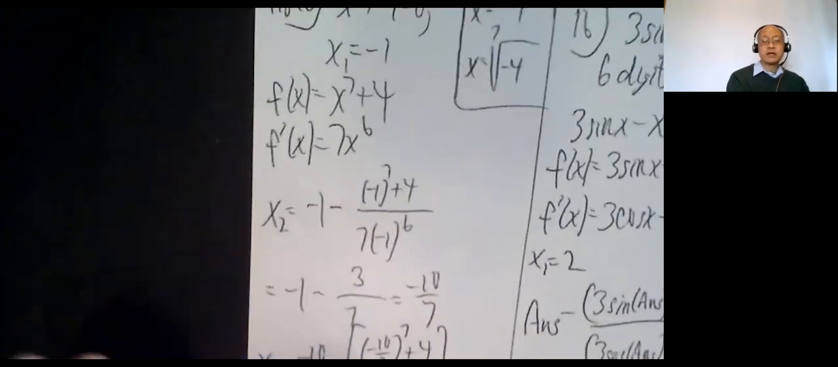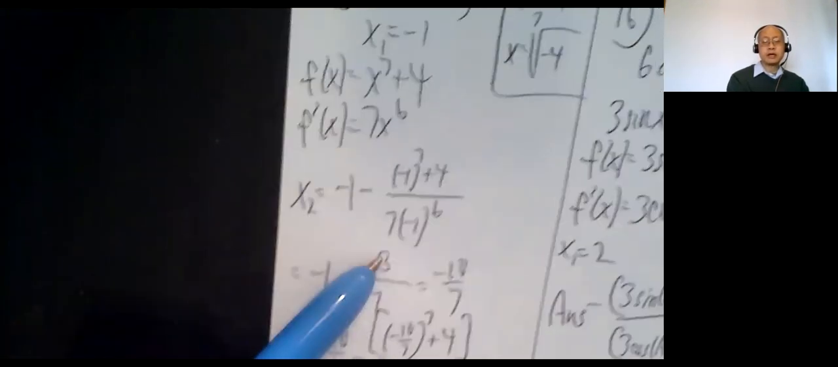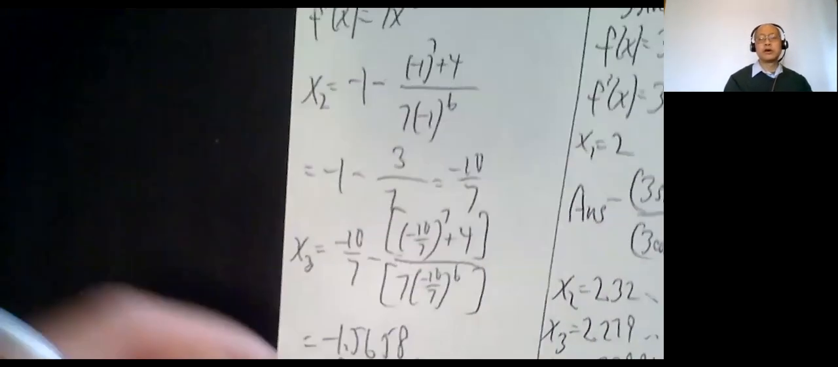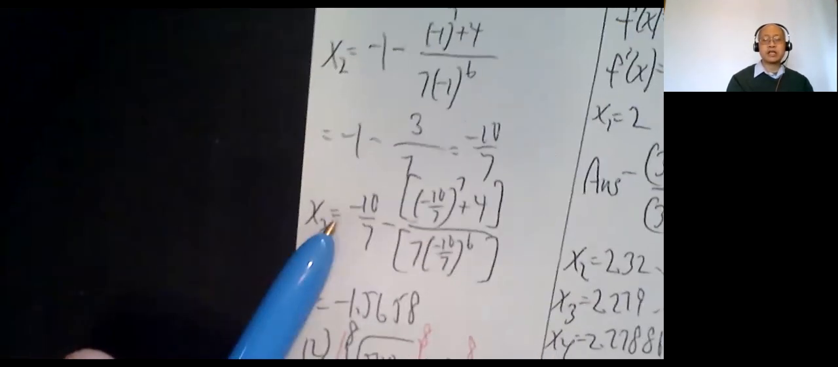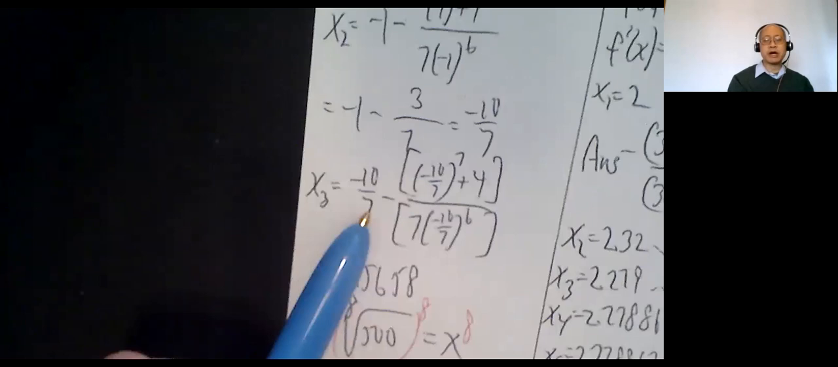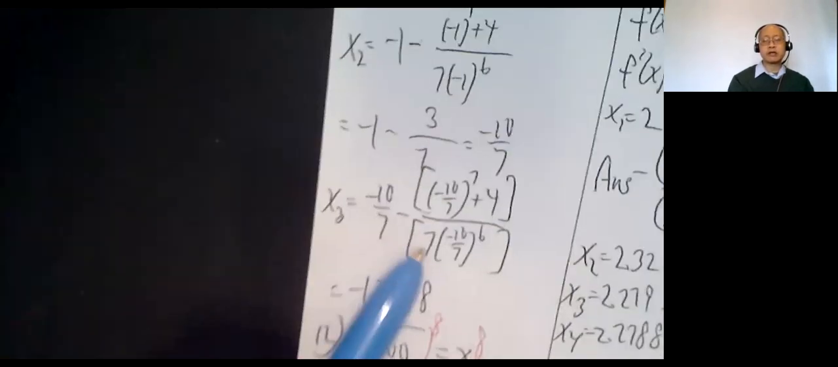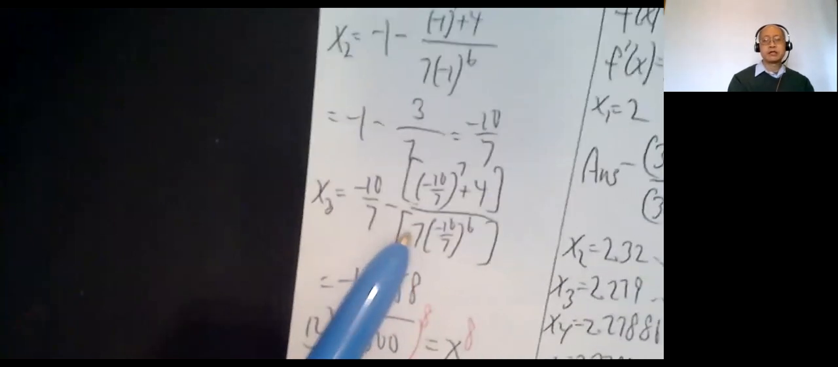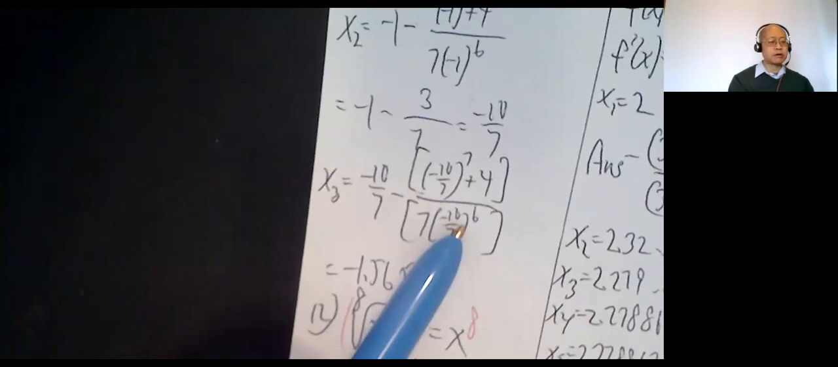All right, so -1 minus. So this is -1 plus 4 is 3. -1 to the 6 is 1. So -1 minus 3/7, -10/7. All right, do it again. So -10/7 goes in everywhere. -10/7 minus function divided by derivative. -10/7 to the 7th power plus 4 divided by 7 times -10/7 to the 6th power. Okay. This time I'll just say you can punch it out yourself. -1.5658.